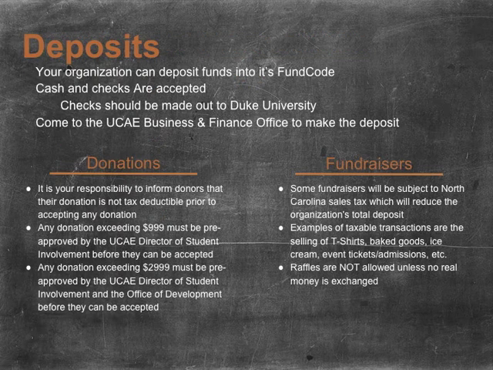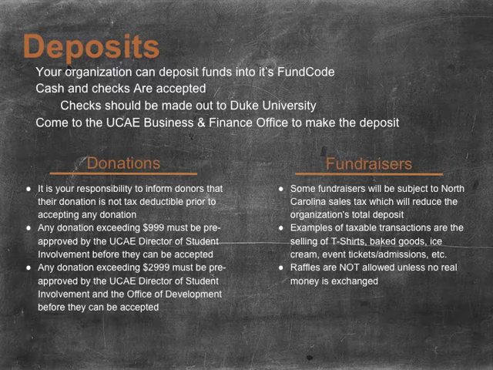Your organization can deposit funds into your fund code. Cash and checks are accepted. All checks should be made out to Duke University. To make the deposit, please stop by the UCAE Business and Finance Office. Once checks are received by Business and Finance, they cannot be taken outside of the office.